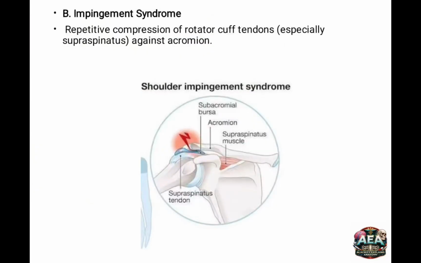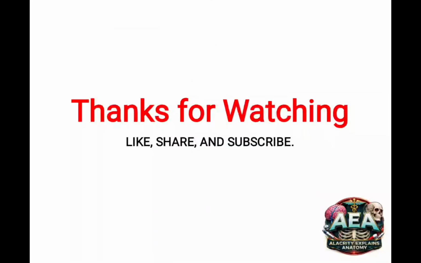So we have the impingement syndrome, which is repetitive compression of the rotator cuff tendons, especially the supraspinatus, against the acromion. This is the subacromial bursa, acromion, and supraspinatus muscle. When there's repetitive compression of rotator cuff tendons, it can result in impingement syndrome.